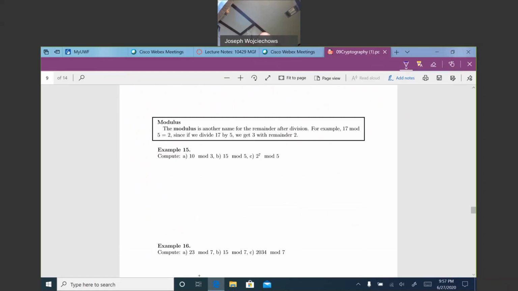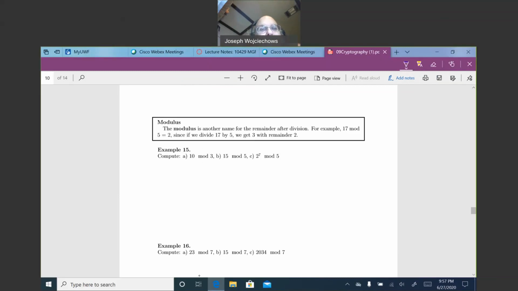Okay, the last thing we're going to talk about is something called modulus arithmetic. Modulus is another name for the remainder after division. Remember the good old days when you learned how to do long division? Before you learned decimals and you just put remainder 4, remainder 3. Well, that's what we're looking at. We're looking at the remainder. So for example, if you had 17 mod 5, it would be equal to 2. If you divide 17 by 5, we get 3 with a remainder of 2.